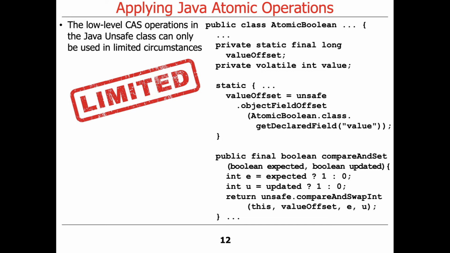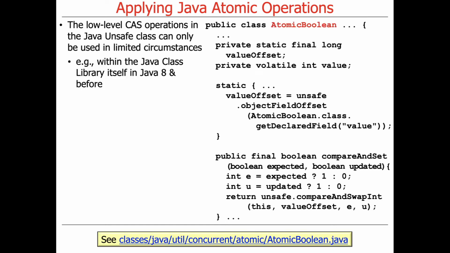So let's see how you can use these atomic operations, or maybe a better way to put this, how these operations are actually used in practice. We're going to start off by talking about how the internals of some of the classes in the java.util.concurrent.atomic package are implemented using things like the Java Unsafe class. Again, this is only limited to people who are implementing the Java class library, not people like you and me. This is what's within the Java class library in Java 8 and before. Java 9 does it slightly differently, as we'll see.